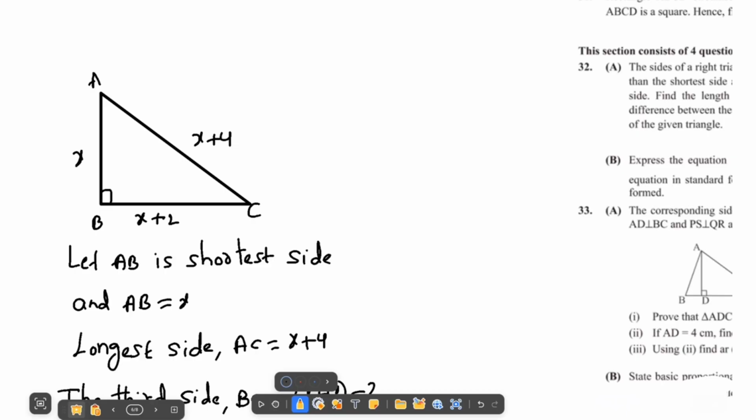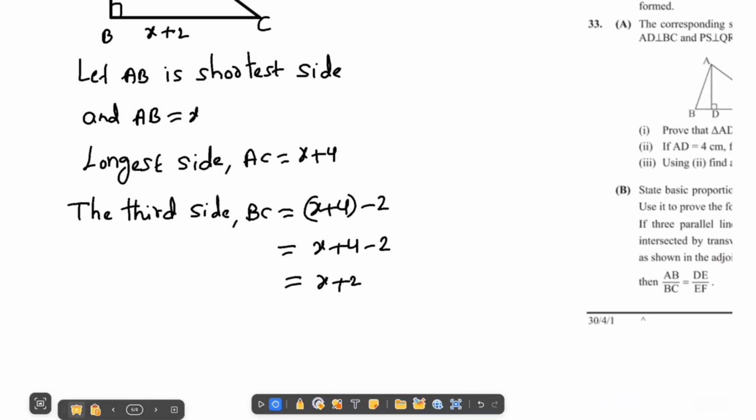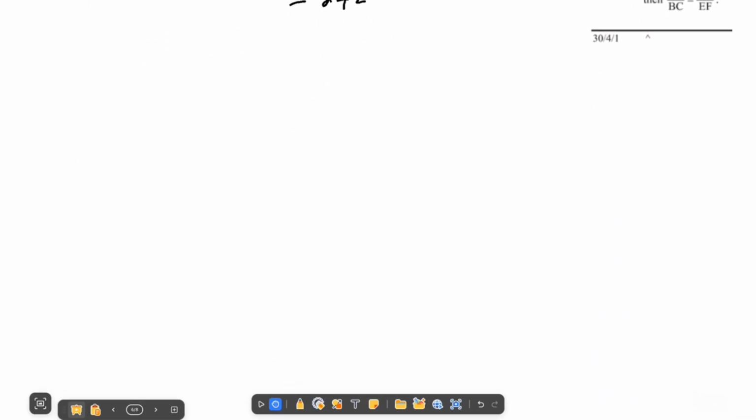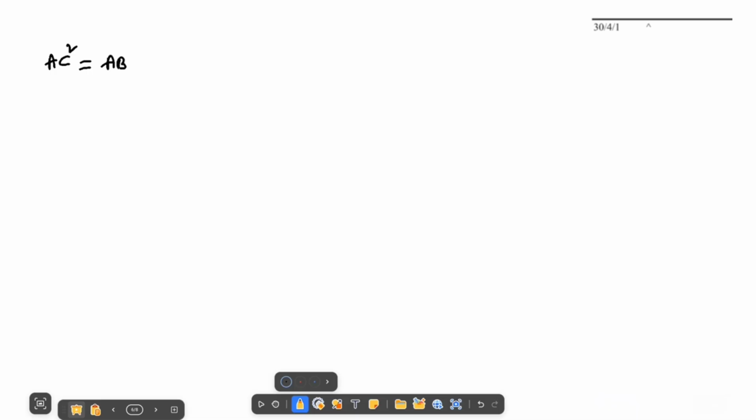Now from the Pythagoras theorem we know that the relation between the three sides is: the square of the hypotenuse is equal to the sum of the squares of the other two sides. So we can write, square of hypotenuse AC square is equal to AB square plus BC square. Here AC, the longest side, is x plus 4, AB is the shortest side, which is x square, and BC is x plus 2 whole square.